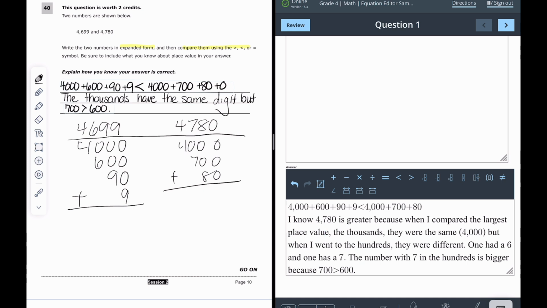So that's all you had to do for this one. You had to say which one was larger, and then you had to give a reason why to get your second point. Hit pause and look down at your work, and if you need to add anything else to make yours a better answer, do it now.